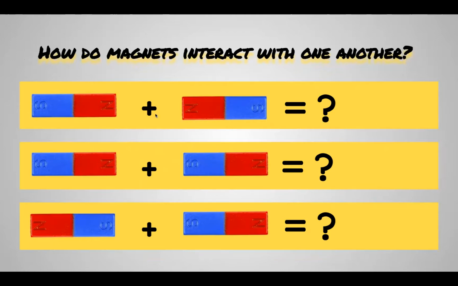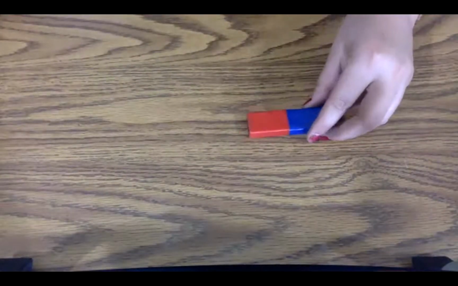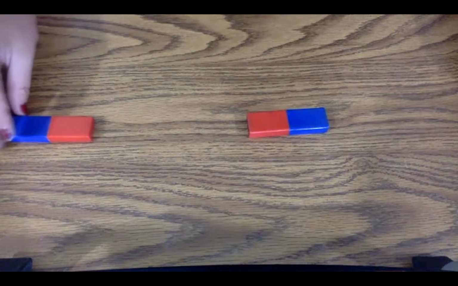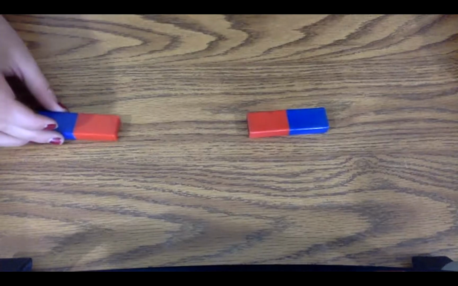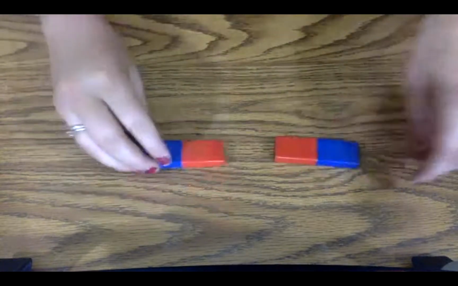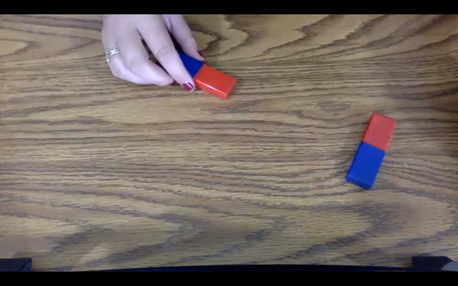But first, I want to see how two magnets interact when I put both north ends together. So I'm going to put these at the table and let you see. So I have my north end facing in, that is the red, and I'm going to bring in another magnet with the north end facing in and see what happens. All right, if I come straight on, you can see it is pushing the other magnet away.